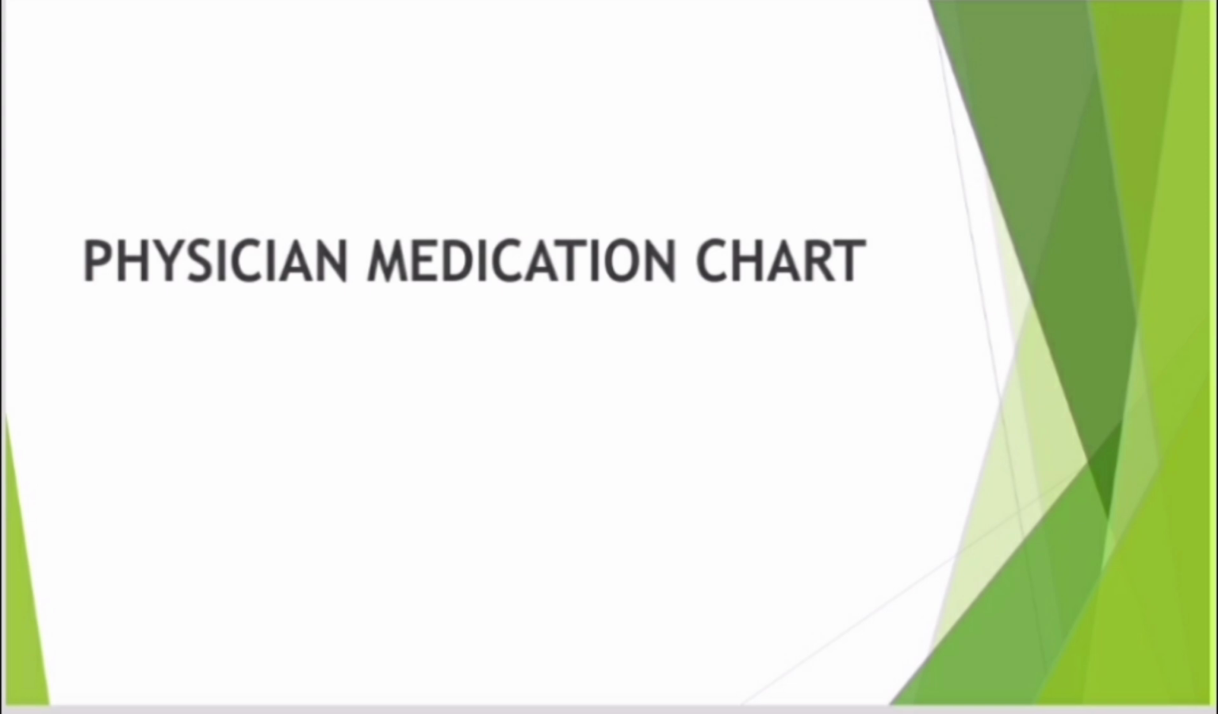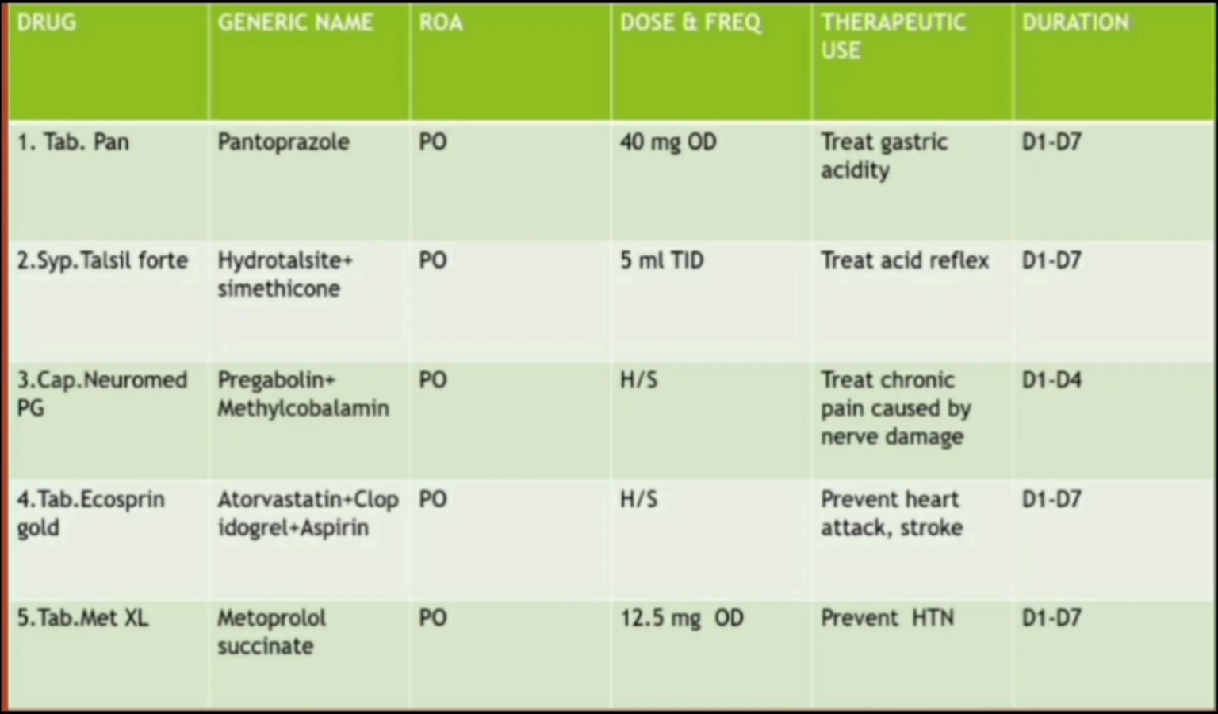Physician medication chart. Drug tablet PAN, generic name is pantoprazole, route of administration per oral, dose and frequency 40 mg once a day. Therapeutic use: treat gastric acidity, duration day 1 to day 7. Syrup Talsil Forte, generic name is hydrotalcite plus simethicone, per oral 5 ml thrice a day, treat acid reflux, duration day 1 to day 7.